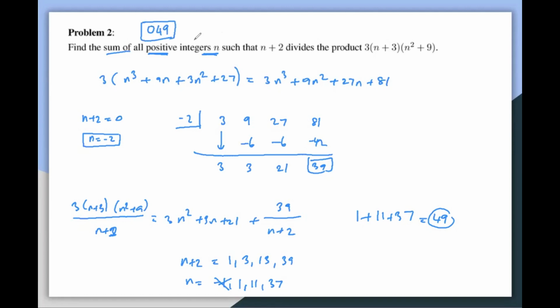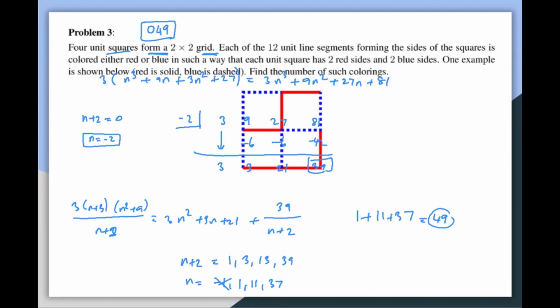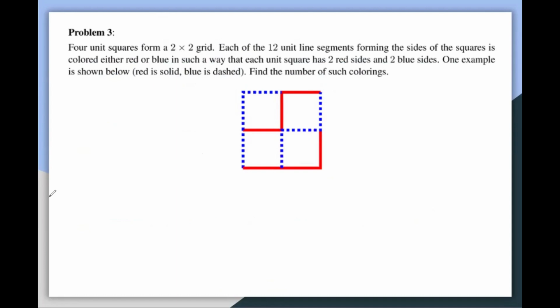Okay, so that was, I guess, number 2, which was also not too bad. So let's see number 3. This is actually a bit interesting. The 4-unit squares form a 2 by 2 grid, right? And each of the 12 unit line segments forming the sides of the squares is colored either red or blue in a way that each unit square has 2 red sides and 2 blue sides. And one example is given. Find the number of colorings.